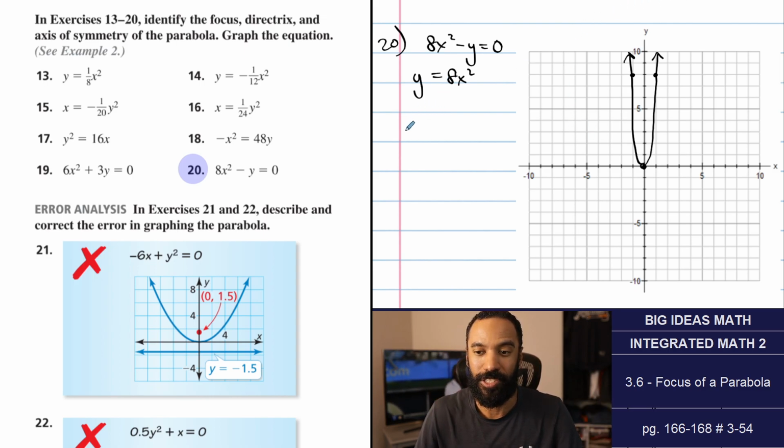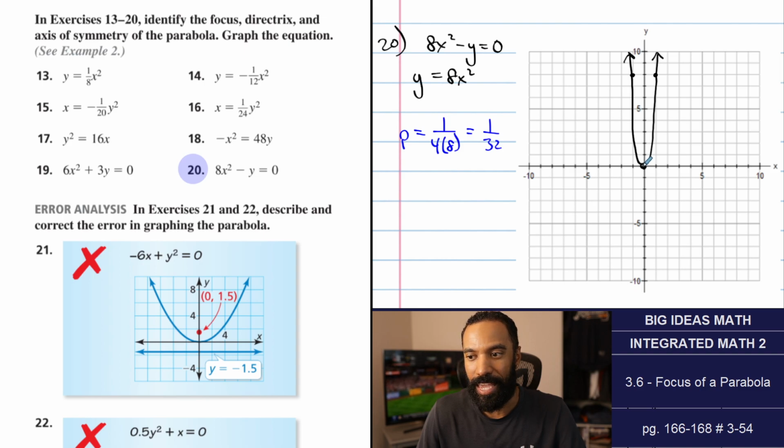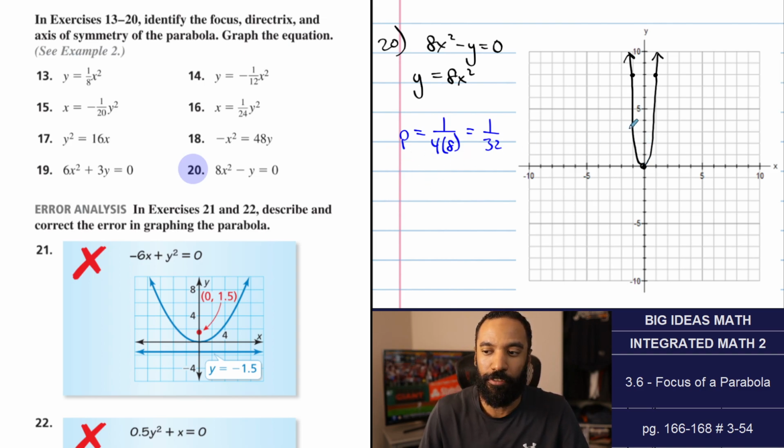It's not going to do any justice, though. What's your focus? It's based on p, 1 over 4a, which is 1 over 32. Your focus was basically, I can't really plot them. But your focus is up from the origin. So your focus is at (0, 1/32) as an ordered pair.